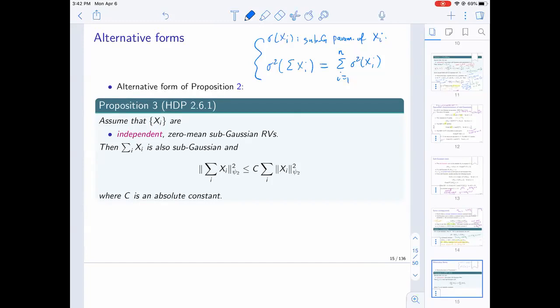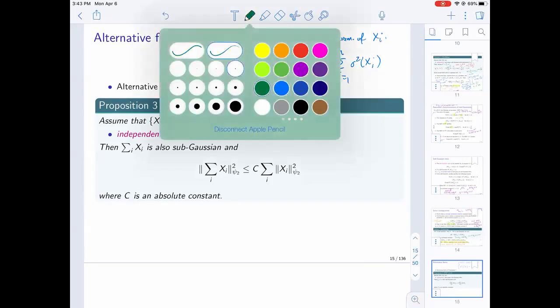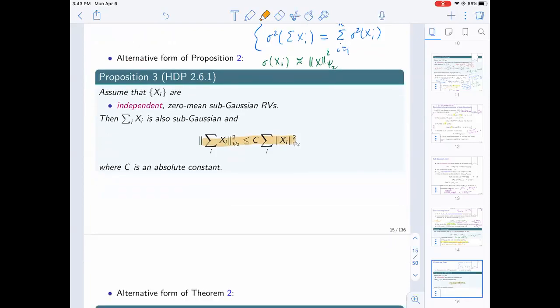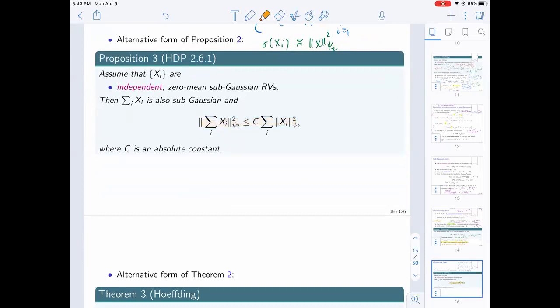And so if you do recall that the sub-Gaussian parameter is within a constant factor of the sub-Gaussian norm, which is up to constants bigger than or equal to, or less than or equal to that, then this would translate to this result: the sub-Gaussian norm of the summation squared is less than or equal to a constant times the summation of the sub-Gaussian norms squared. Okay, does that make sense? For independent zero mean values.